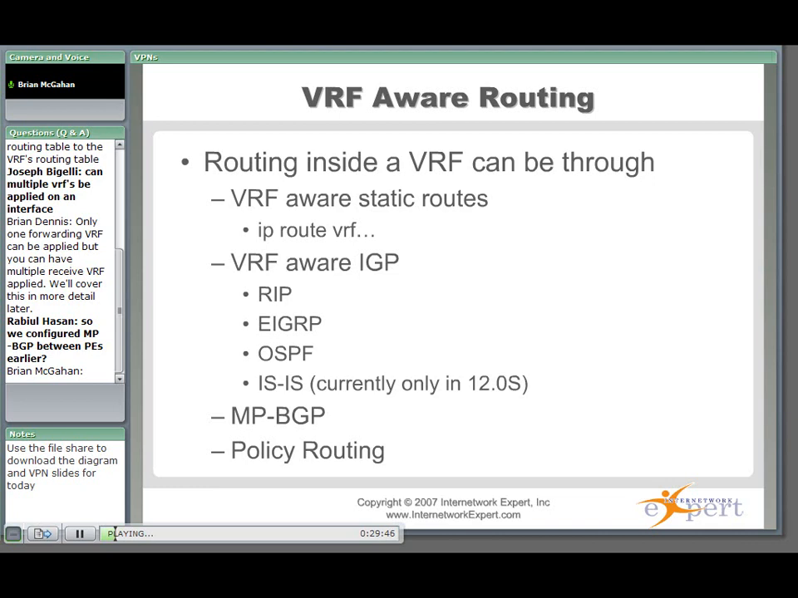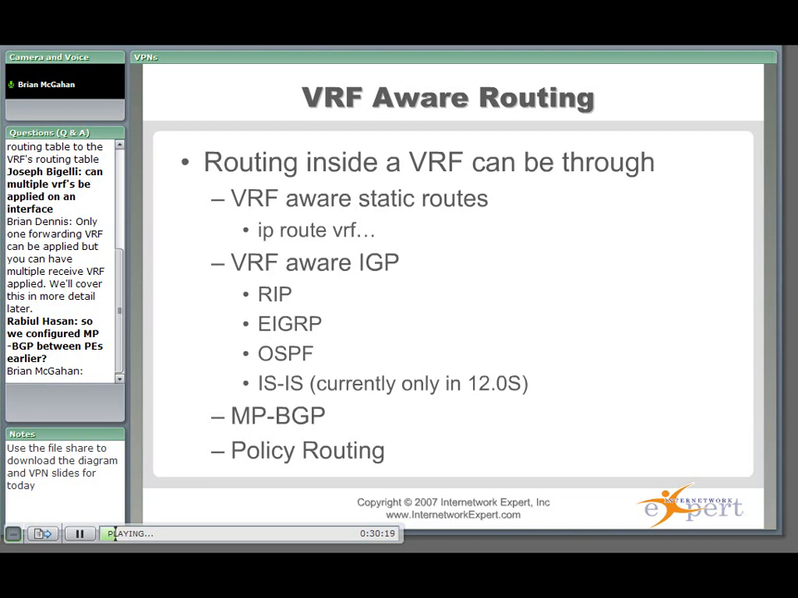Okay, IS-IS, even though it's listed on the blueprint as a PE to CE protocol, it's only supported in the newest versions of 12.0S. Okay, so it wouldn't be covered as a PE to CE protocol, but we could see it inside the provider network core, like we configured yesterday. Okay, we can also use VRF-aware BGP, and we can do policy routing as well. Okay, policy routing, I believe, is only supported in the newest 12.0S versions as well. Okay, you'd have to double check the feature navigator for that.